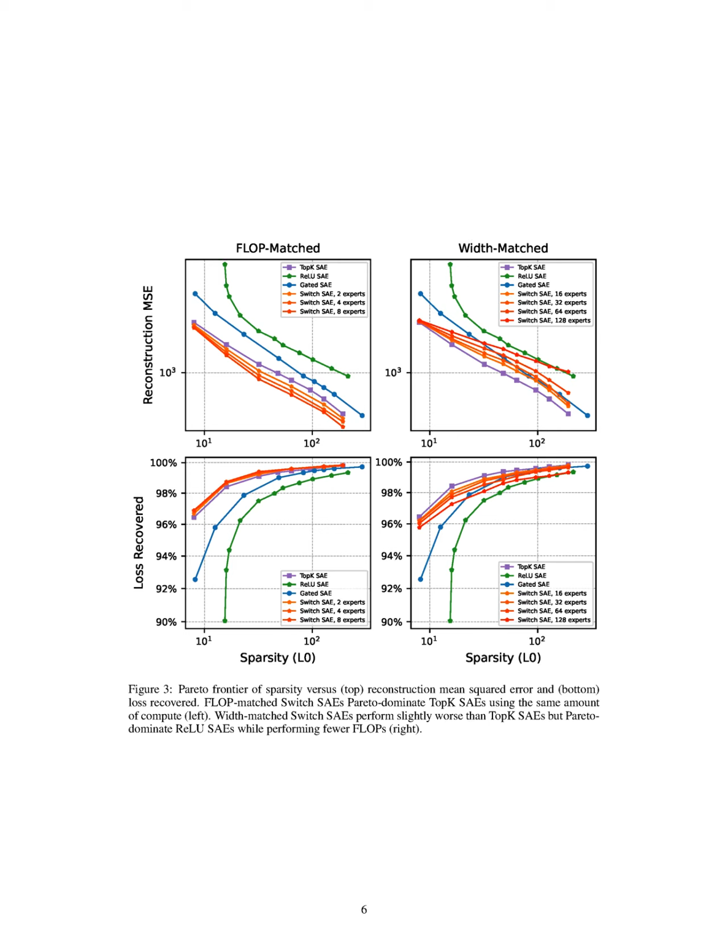The experiments with the switch sparse autoencoder, switch SAE, demonstrated that it achieves a Pareto improvement over top-K, gated, and ReLU sparse autoencoders in terms of reconstruction mean squared error, MSE, and loss recovered when trained under FLOP-matched conditions. Specifically, as the number of experts in the switch SAE increases, performance continues to improve while maintaining constant computational and memory costs. In width-matched experiments, although switch SAEs underperformed compared to top-K SAEs in MSE and loss recovered, they still outperformed gated and ReLU SAEs.